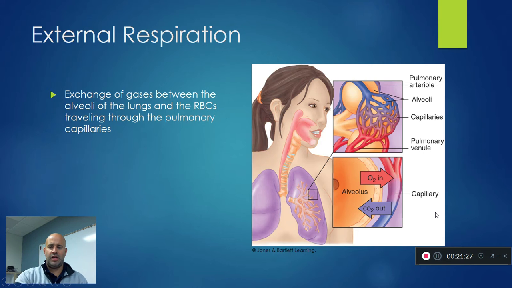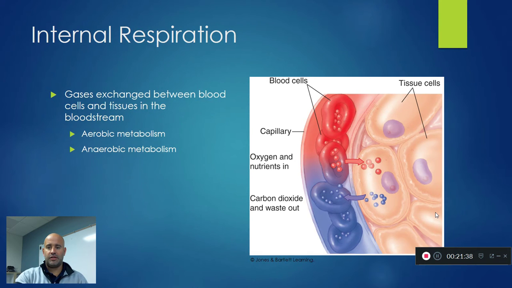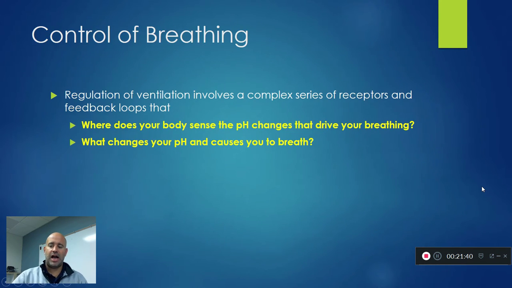That's diffusion. How can we affect that? We can really affect that by changing the fraction of inspired oxygen by putting a nasal cannula on, non-rebreather, maybe both, and ventilating with higher levels of inspired oxygen. Now, where does my body sense the pH changes that drive my breathing? The carbonic drive, and what changes your pH and causes you to breathe.